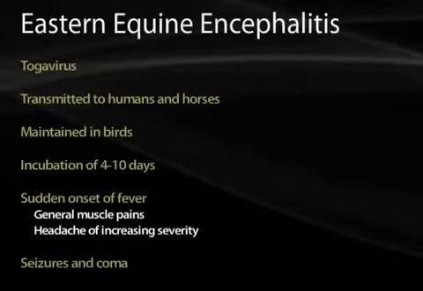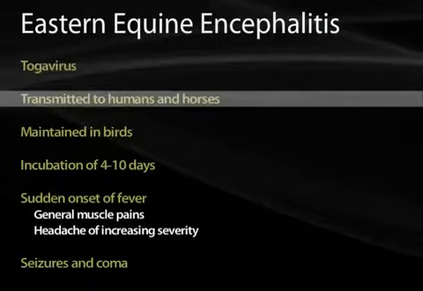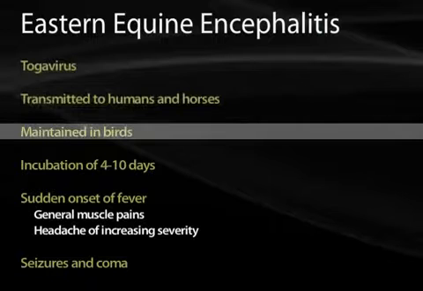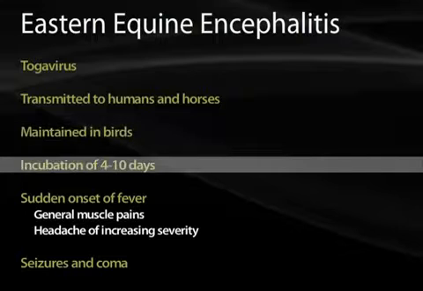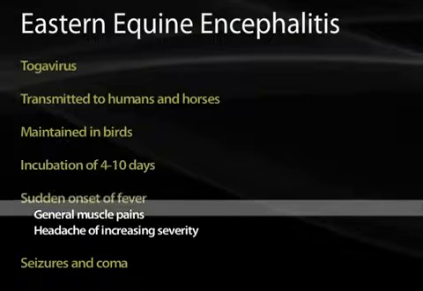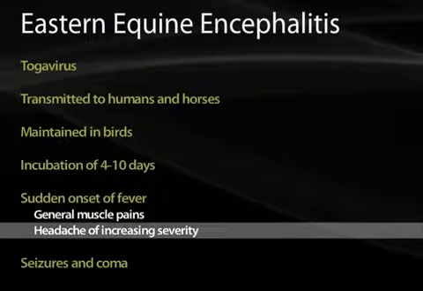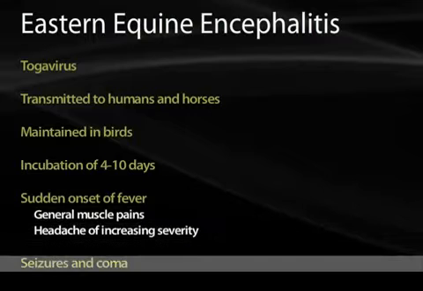Eastern equine encephalitis is a togavirus. It's transmitted to humans and horses, but it's maintained in birds, transmitted by mosquitoes. Incubation is 4 to 10 days, and you get the sudden onset of fever, general muscle pains, headache of increasing severity. You can get seizures and coma.